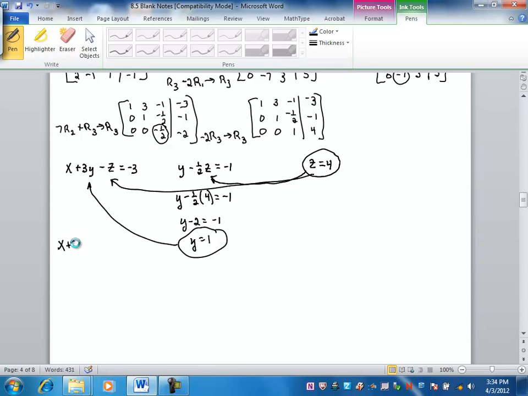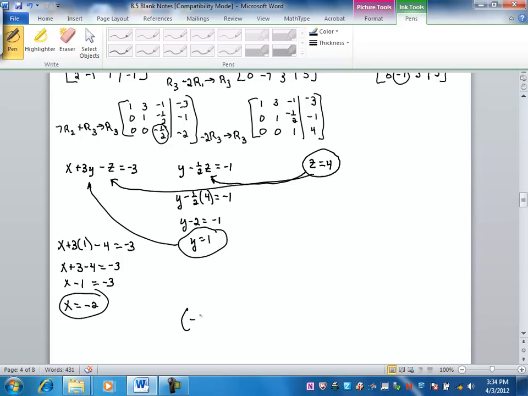X plus 3 times 1 minus 4 equals negative 3. X plus 3 minus 4 equals negative 3. X minus 1 equals negative 3. X equals negative 2. And so we've got our solution.